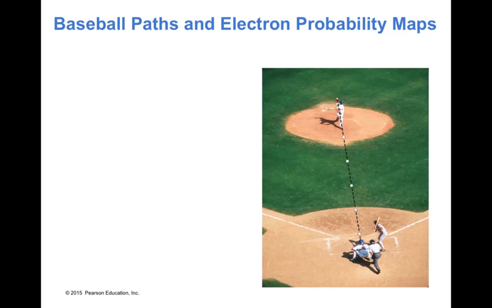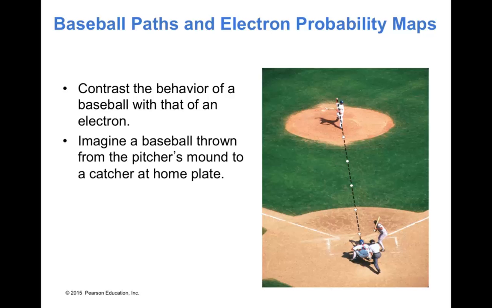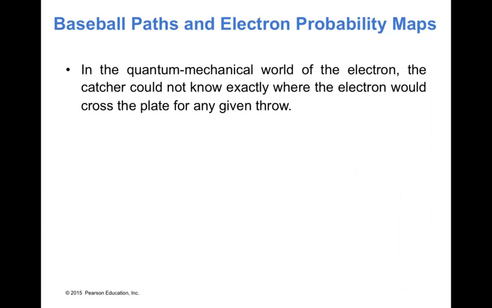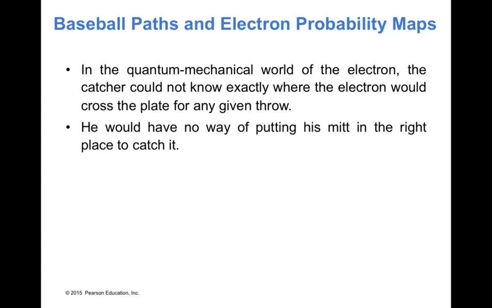So let's see how baseball can help us to understand this concept. Imagine a baseball thrown from the pitcher's mound to a catcher at home plate. The baseball's path can easily be traced as it travels from the pitcher to the catcher. In the quantum mechanical world of the electron, the catcher could not know exactly where the electron would cross the plate for any given throw. He would have no way of putting his mitt in the right place to catch it.